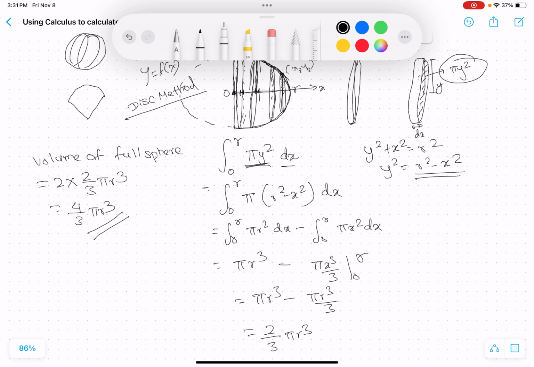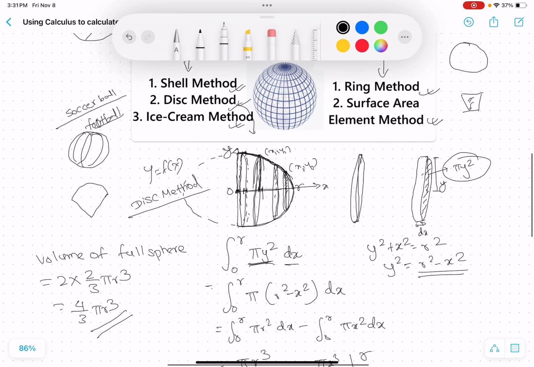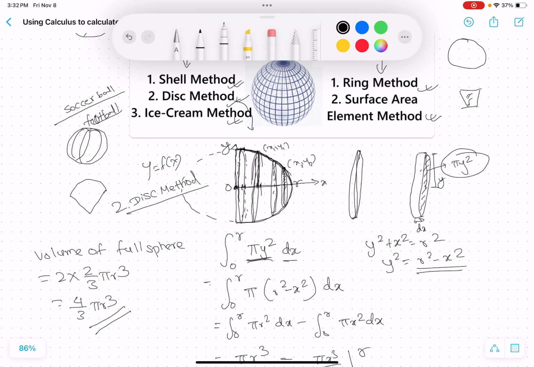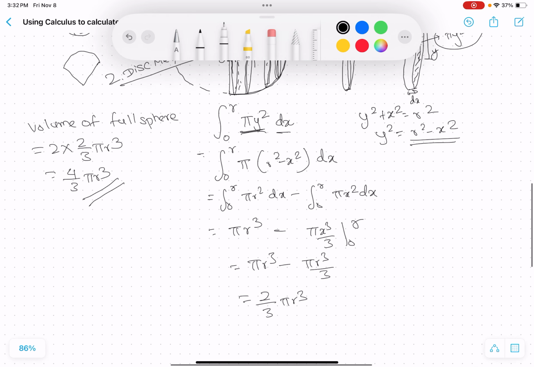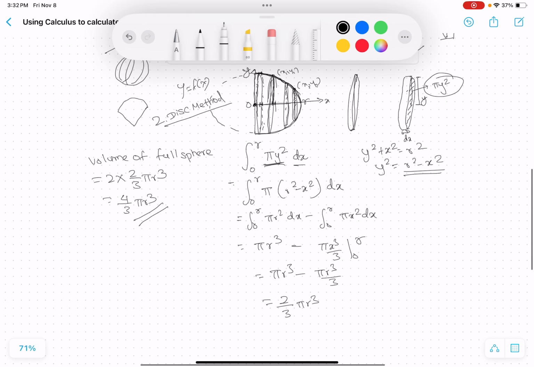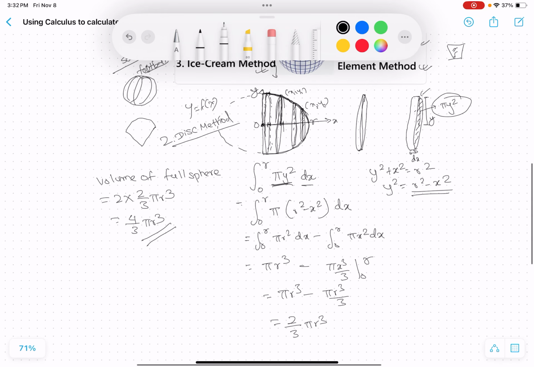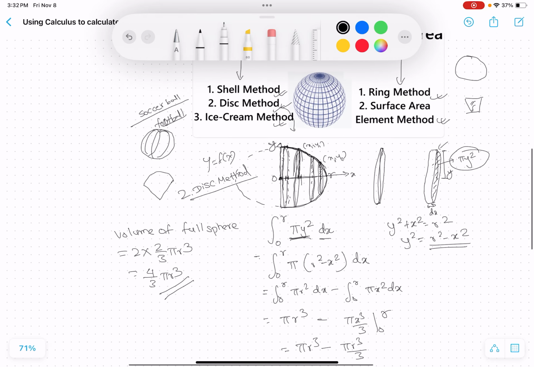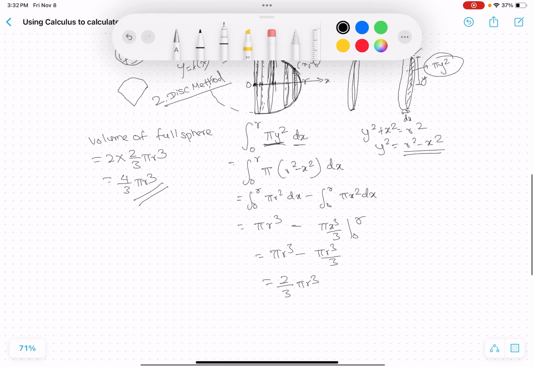So this is how the first method works, the disk method. I hope you understood this. We just added all these small volumes, and using and adding all these small volumes, we got the volume formula, and then we multiplied by 2 to get the volume of the entire sphere. Now let's go to the shell method.